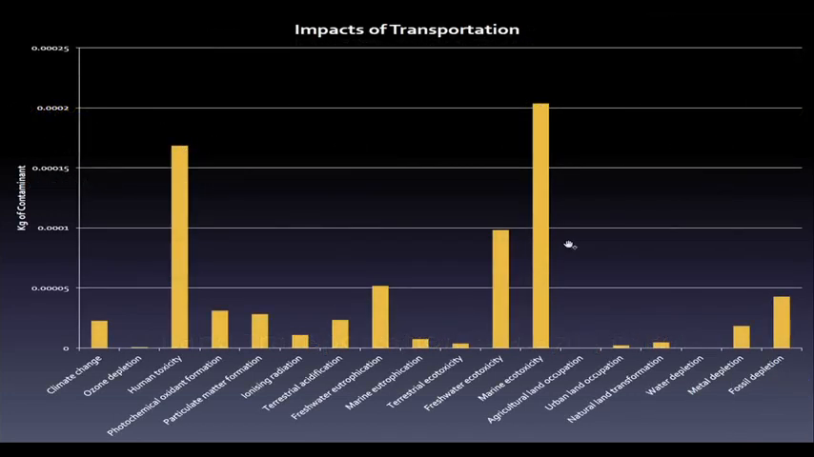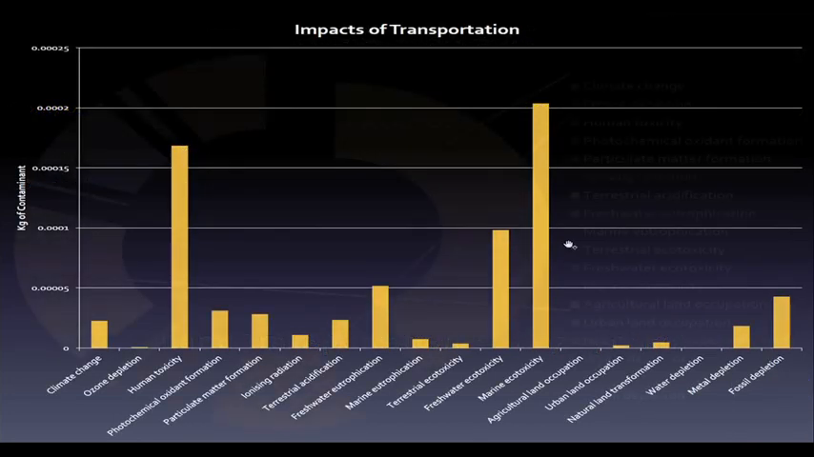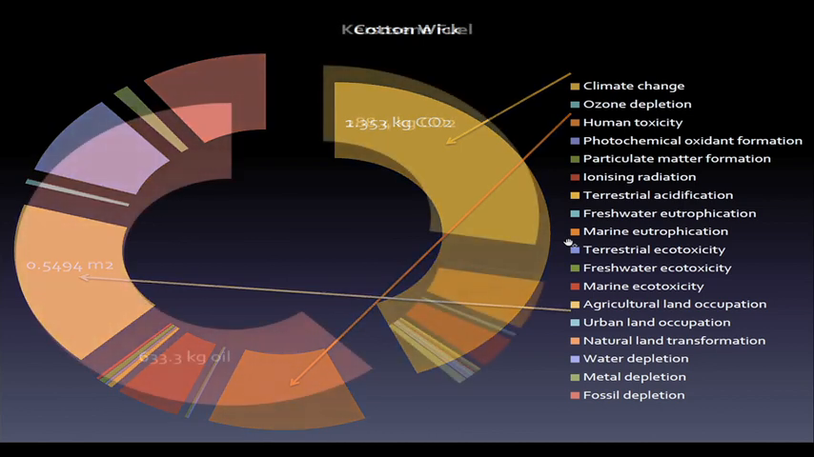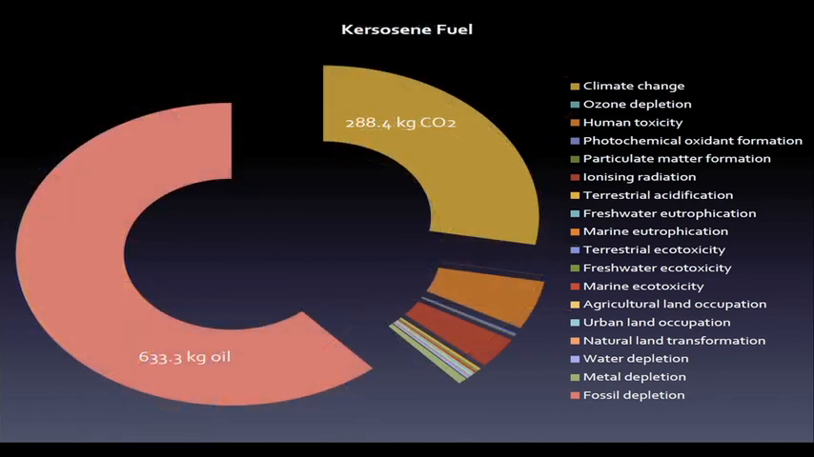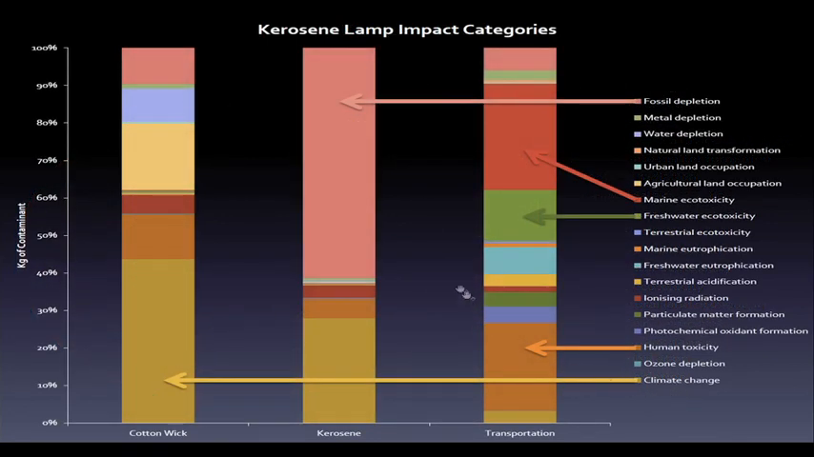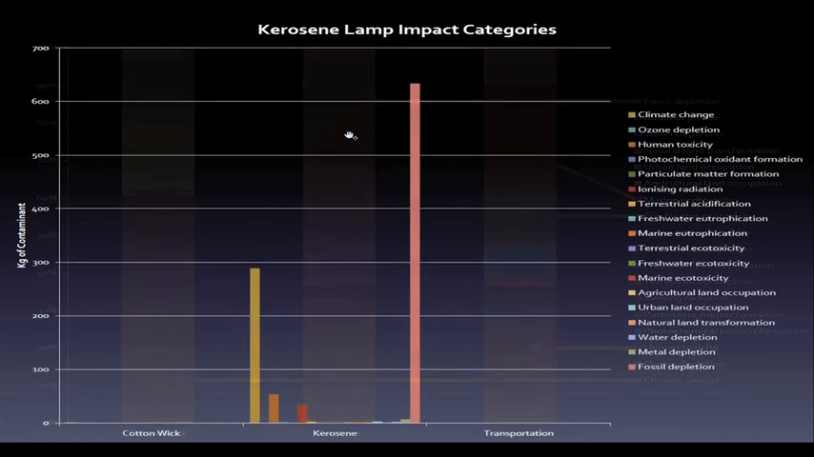And similarly, we have looked at the environmental impact categories for the cotton wick as well. What could be the potential impact? Again, CO2 emissions was the number one. For the kerosene fuel as well, we saw the impact, and different types of impact are coming out. Fossil depletion is actually the kerosene. Since it's fossil depletion, it comes out to be much higher. So for the kerosene lamp, again the fossil depletion and the other categories show up as the higher impact categories.